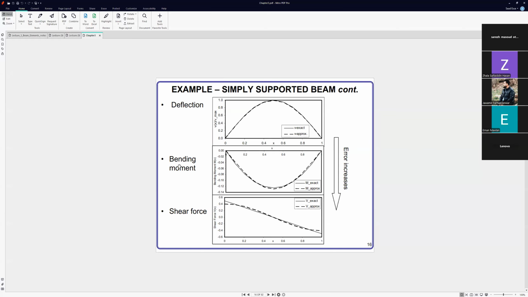So for bending, we can see the bending moment, like WL squared over 8, right? So this is the bending moment M of x, and here we have the x values. If we have, for example, x equal to 1, we can find that this is the exact one, and the dotted one is the approximate one. You can see the difference is very small, but it is more than the deflection. And in the shear, you can see more error difference between the two curves. So this is very important.